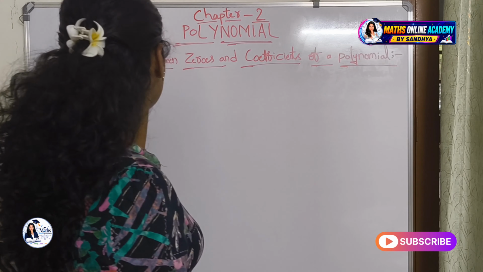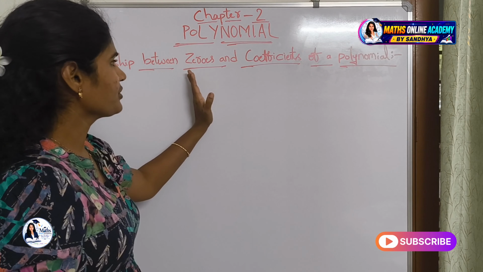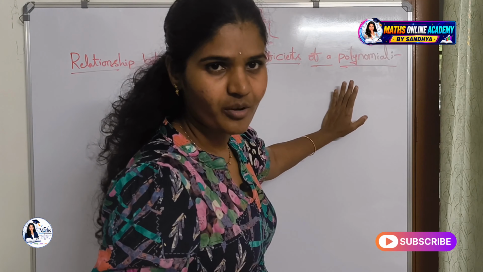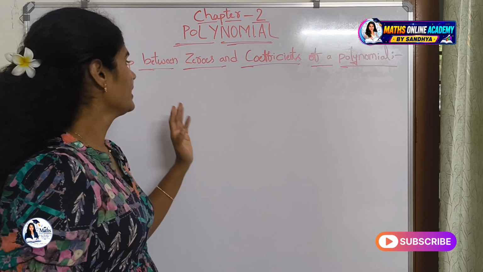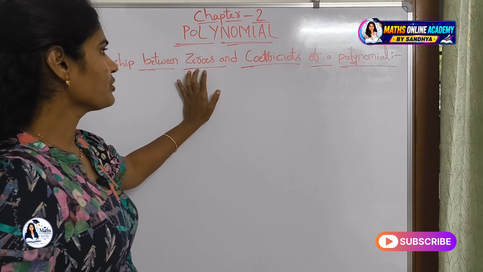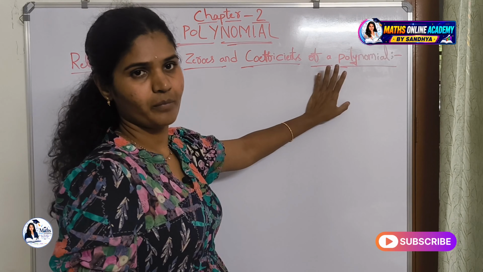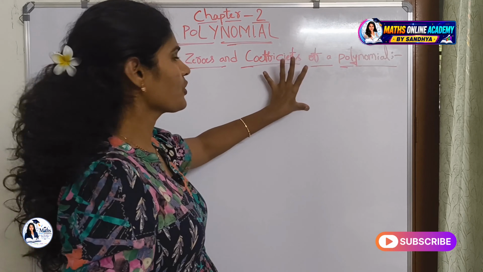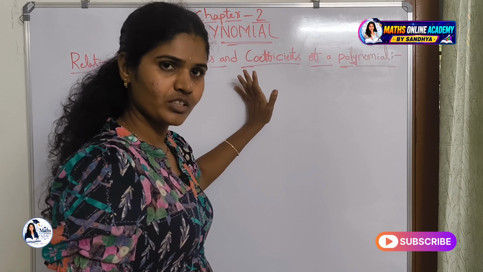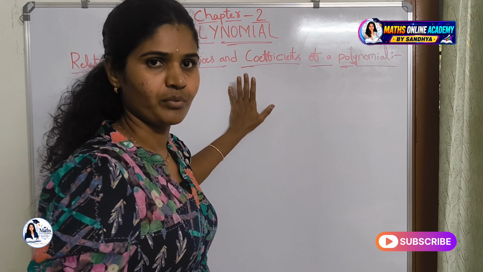Today's topic is the relation between zeros and coefficients of a polynomial, from chapter number 2, Polynomials. Relation between zeros and coefficients of a polynomial. So, about the polynomials, those zeros and coefficients. Before going to this topic, let's take one example.